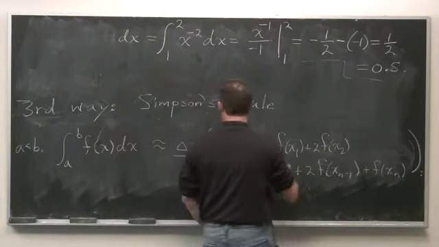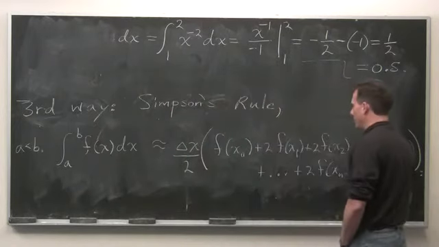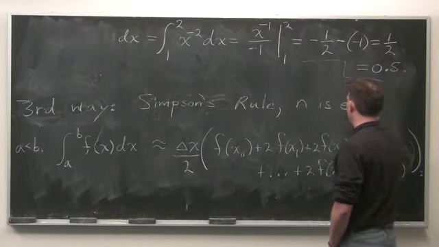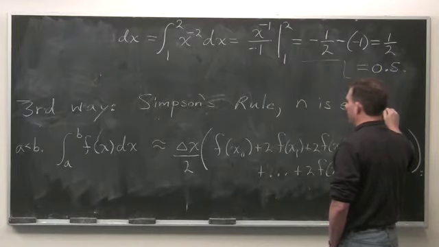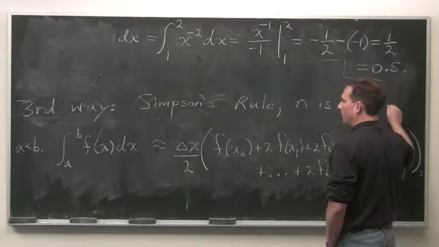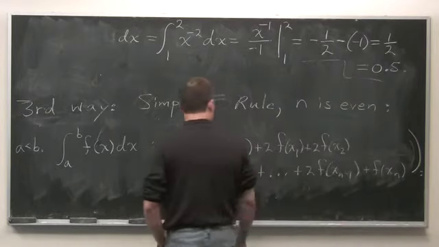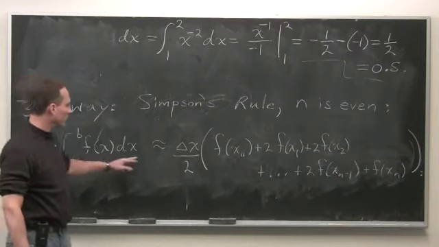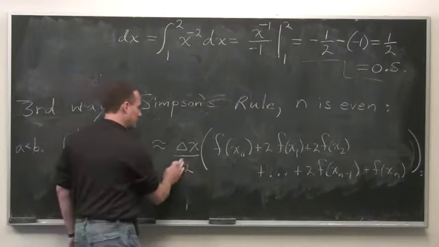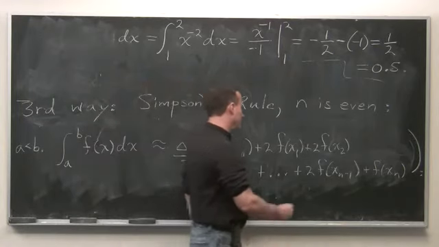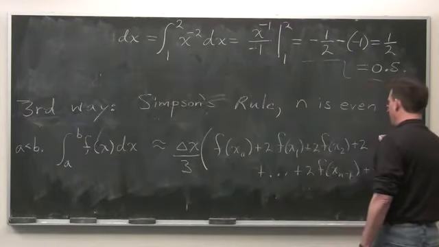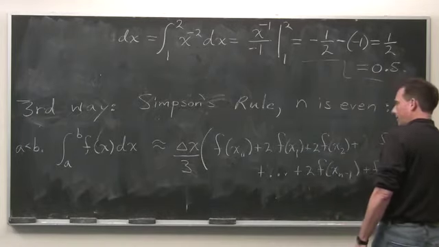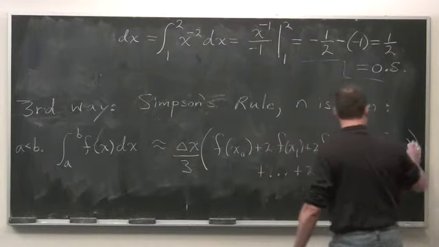For Simpson's Rule, we'll see why this is true in just a minute, we need n to be even. You need an even number of subintervals. That's extremely important. But aside from that, it's no harder to use than the trapezoidal rule. Instead of delta x over 2, you have delta x over 3. And then it's almost unbelievable that this makes things better. I'm just adding one more thing in here so you can see the pattern better.